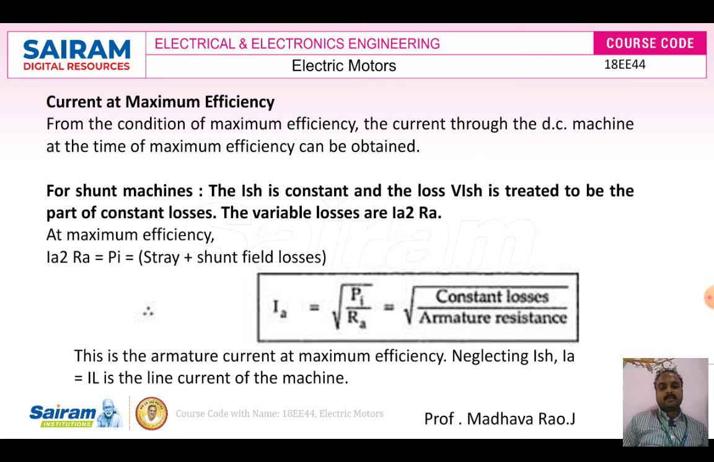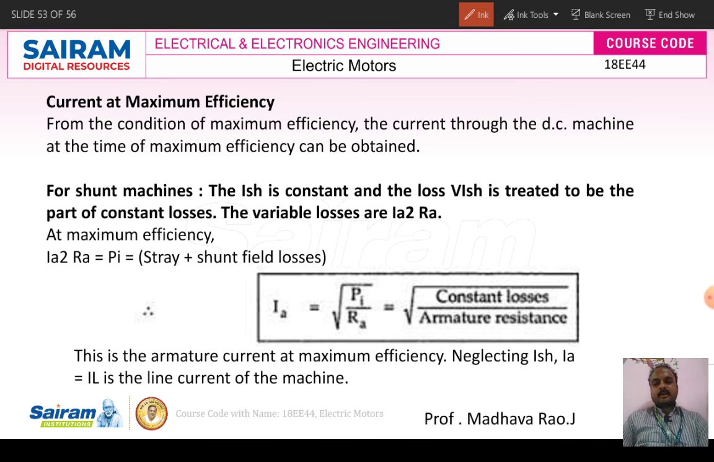The condition for maximum efficiency is IA square RA equal to Pc. Already we have derived this. When copper losses equal iron losses, the armature current IA is equal to root of Pc by RA, constant losses by armature resistance. If you put this in, you get the current at maximum efficiency in a shunt motor. Neglecting the shunt current, IA is IL.